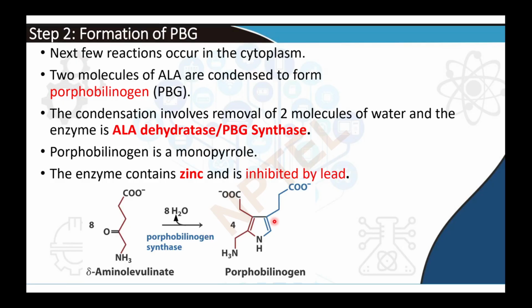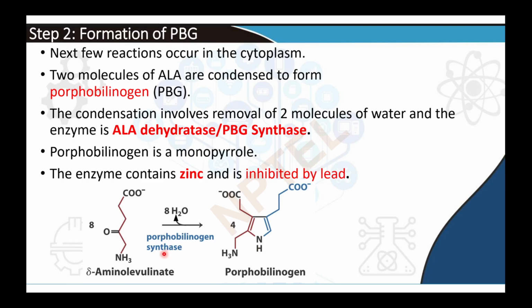So you see this ring structure is called a pyrrole ring. And since there's only one ring structure, it is called monopyrrole. Porphobilinogen is a monopyrrole. This enzyme contains zinc and it is inhibited by lead.